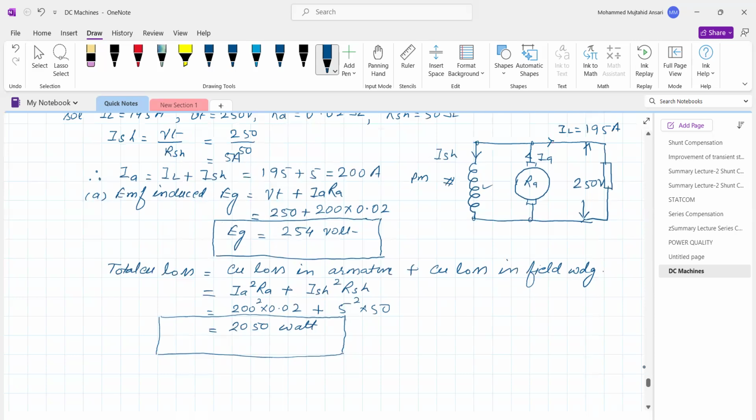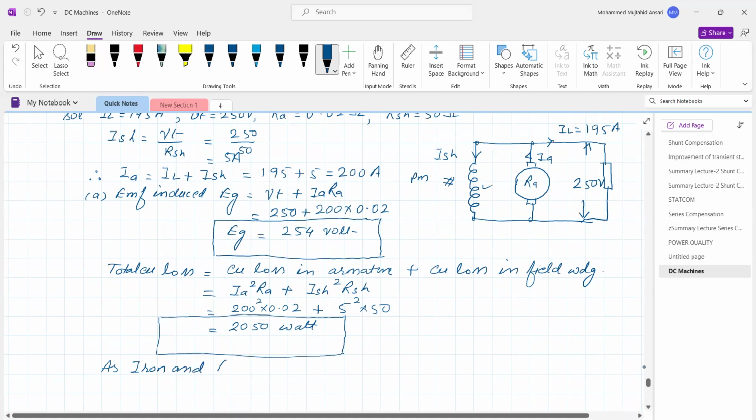It is given that iron and frictional loss, which is also called iron plus frictional or mechanical losses, are called stray loss, equals 950 watt. It is given in the numerical itself.